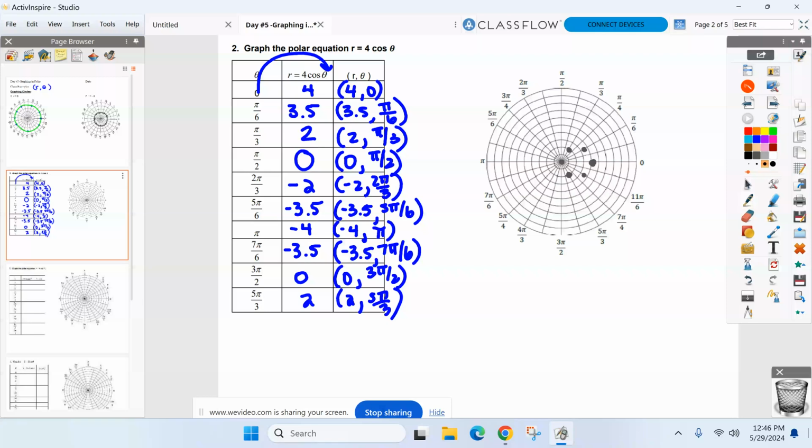Oh, then what starts happening here? It repeats. We start plotting the same points again, right? Once I get to negative 4 comma pi, I'm going to start plotting the same points again.